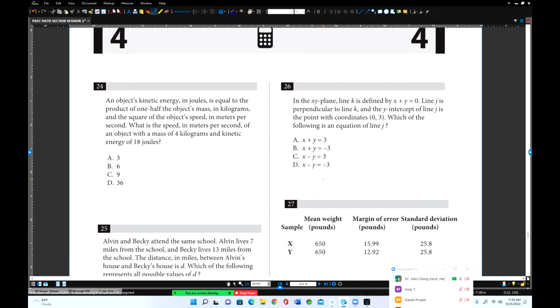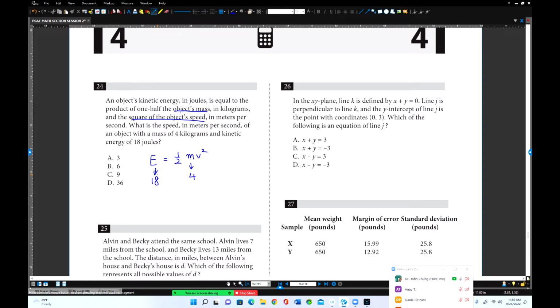An object's kinetic energy in joules, that is physics. Kinetic energy, you can use E equals 1/2 times mass times the square of speed, m v squared. That is kinetic energy. Kinetic energy is motion energy, when they move. What is the speed in meters per second of an object with mass m equals 4 kilograms and kinetic energy 18 joules?